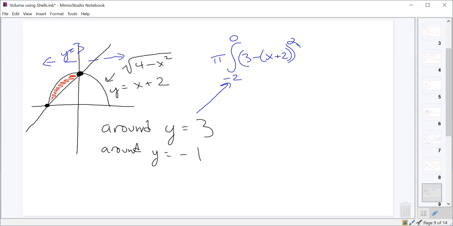And then we should subtract from that the inner radius squared, and our inner radius ought to be 3 minus the upper function, so 3 minus the square root of 4 minus x squared. Everybody good with that setup? Anybody evaluate it? 13.141. Anybody else evaluate it and get that same thing?